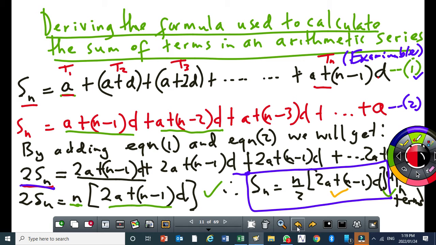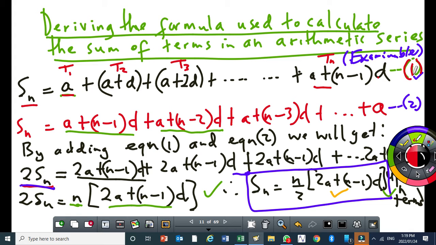Okay, so this will be our first equation. We call that first equation. Please, when you write the heading, put in brackets "examinable" and highlight that. The derivation is examinable. So this is our first equation.